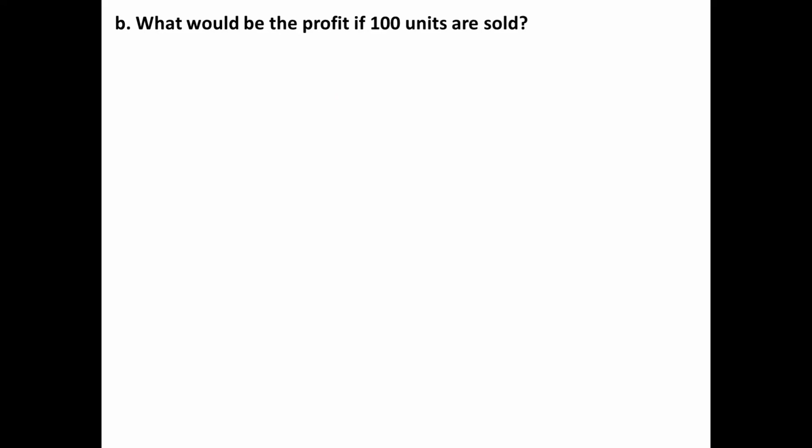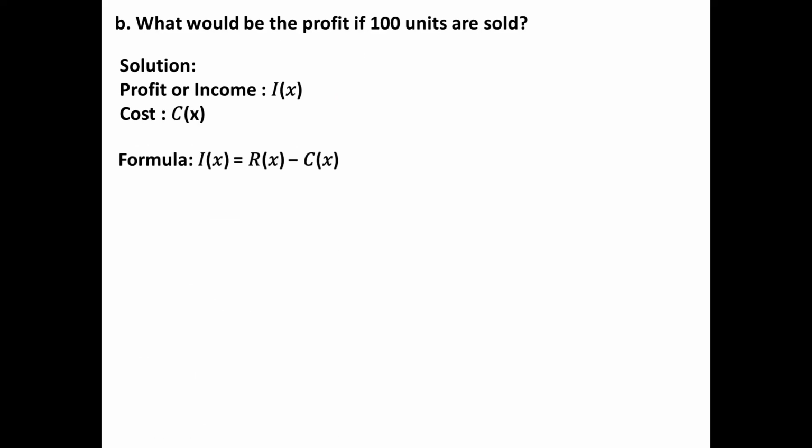So let us see first the profit or income I of x, and then the cost C of x. The formula I showed earlier: I of x equals R of x minus C of x. So we need to find two things first. To determine the profit or income, we need to compute our revenue and our cost first.